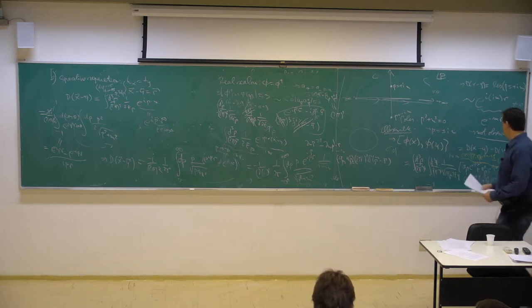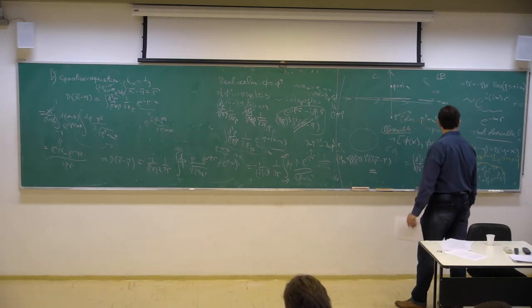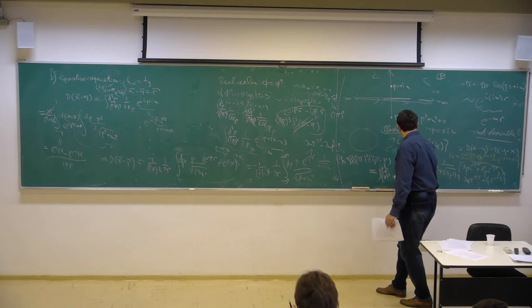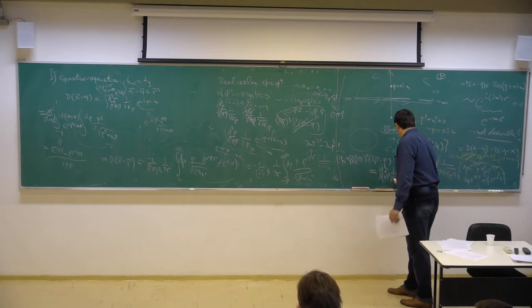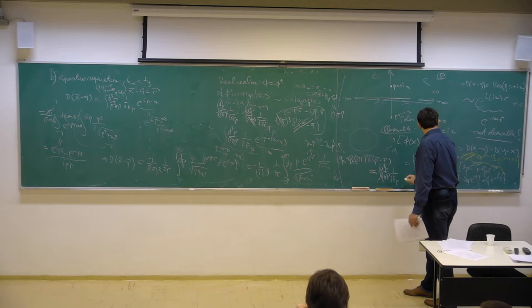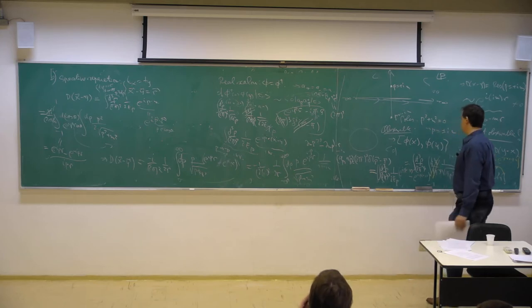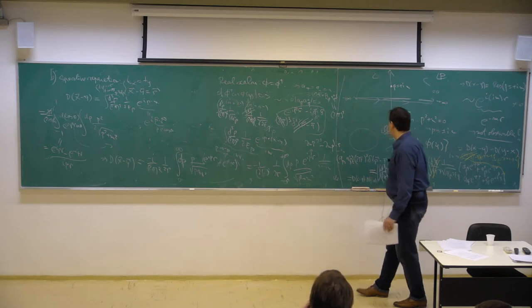All in all, I get the integral d^3p over (2π)^3. So this one got killed with this one. And then 1 over 2E_p, and then e^{ip(x-y)}, minus the same thing with the opposite sign. Which is the same as D(x-y) minus D(y-x). Okay.